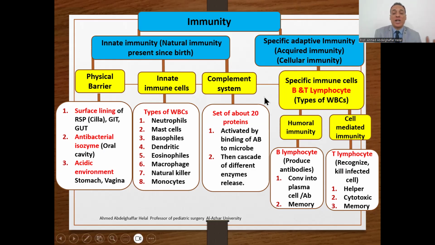The T lymphocytes' function is to kill the infected cells: recognize, engulf the cells, and kill them. And we have helper, cytotoxic, and memory cells. So this scheme is very important. The question now is where the B and T lymphocytes are formed, mature, become well organized and become expanded.